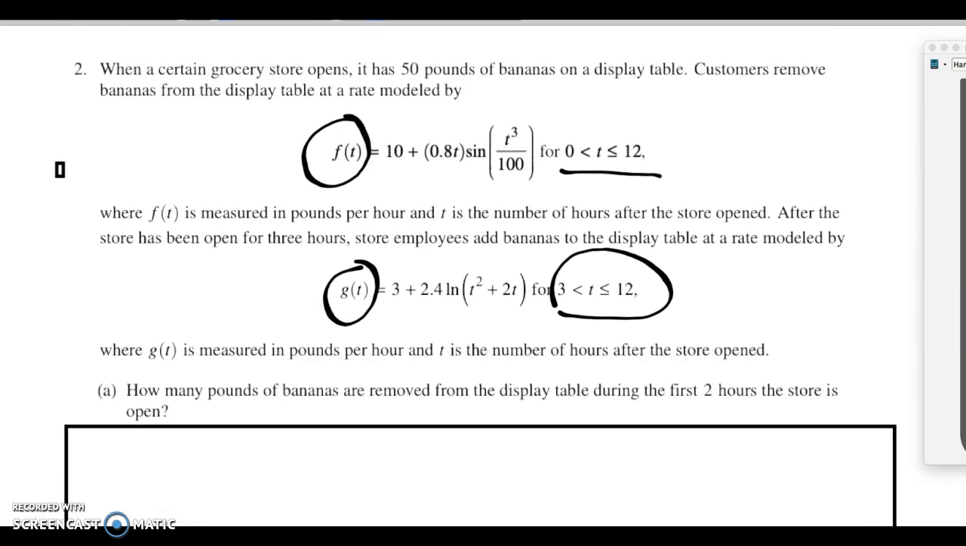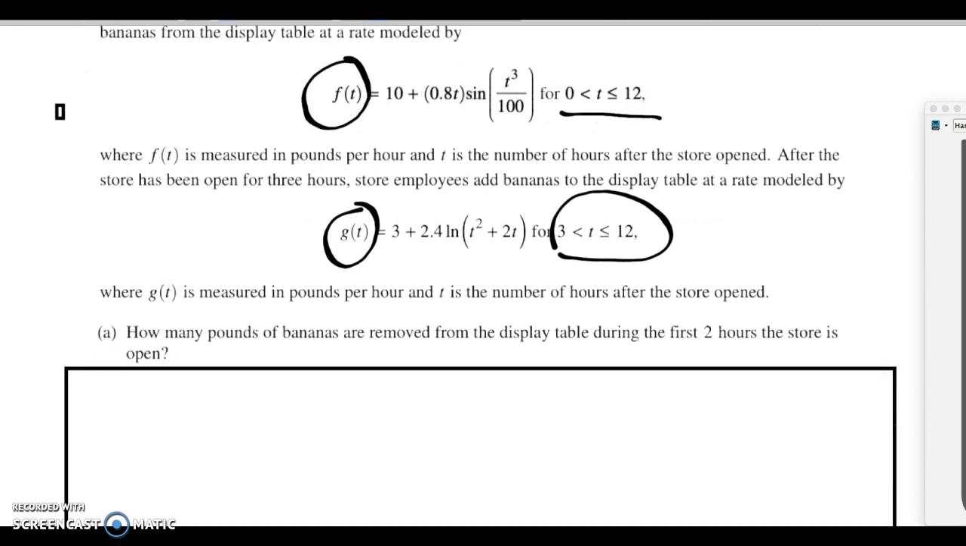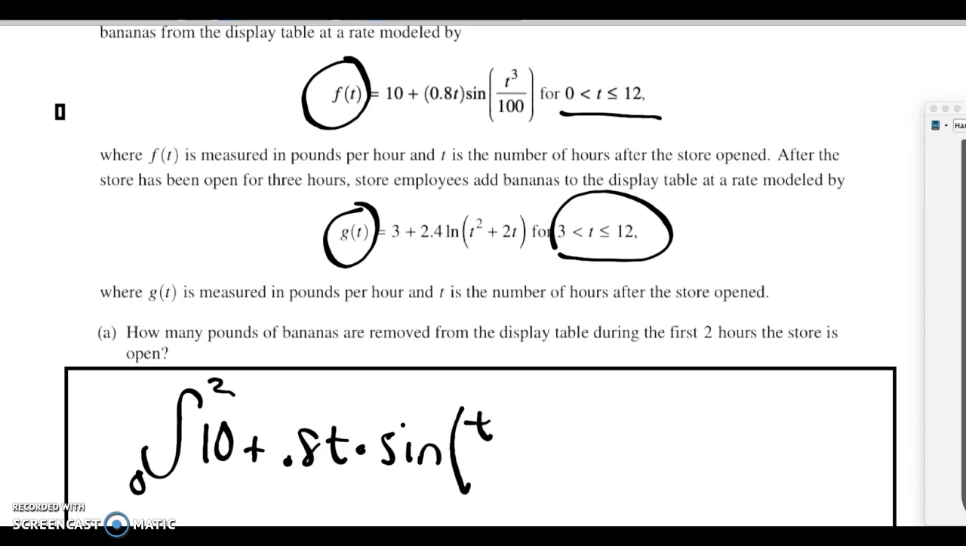How many pounds of bananas are removed from the display table during the first 2 hours that the store is open? So I've got a rate, and if I want quantities, I'm going to integrate a rate. I'm going to integrate this function from 0 to 2 of 10 plus 0.8t times sine of t to the third over 100, dt. And I'm going to get back an answer, but I'll show it to you in the calculator.